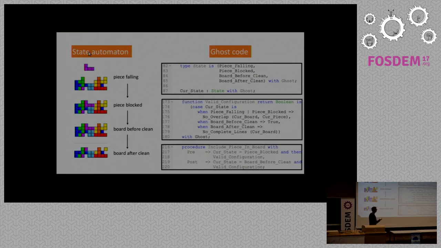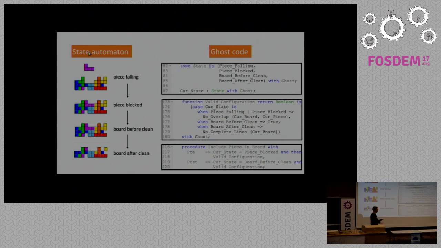So for example, for the first two states, we want to ensure that the current piece is not overlapping with the current board. Afterward, it doesn't matter because there's no current piece anymore. And for the last states, after clean, we want that there are no complete lines. So the two functions we defined before, we call them here as part of the valid configuration, and that depends on the current state. So that's, again, a ghost function.